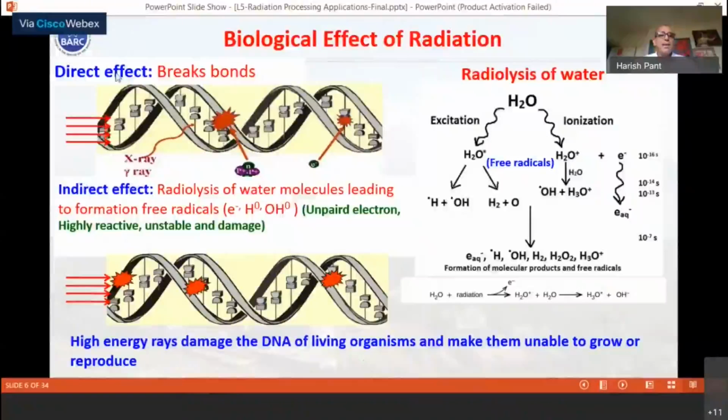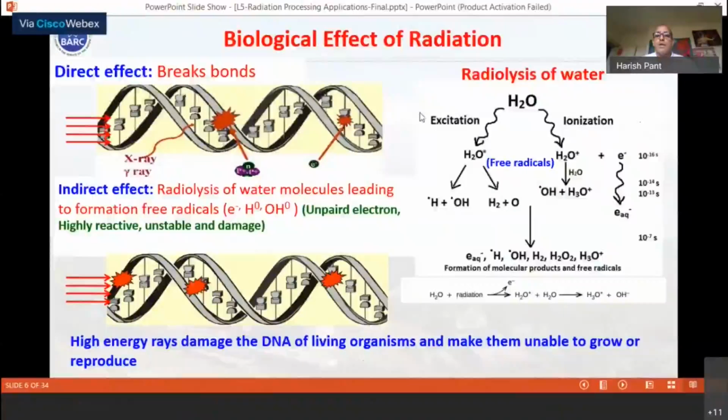One is the direct effect, when the gamma radiation breaks the strand of the DNA. The second is the indirect effect, which is because of the production of these free radicals, which again damage the DNA bond.